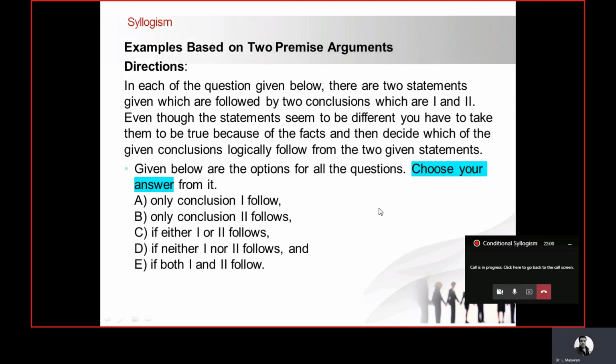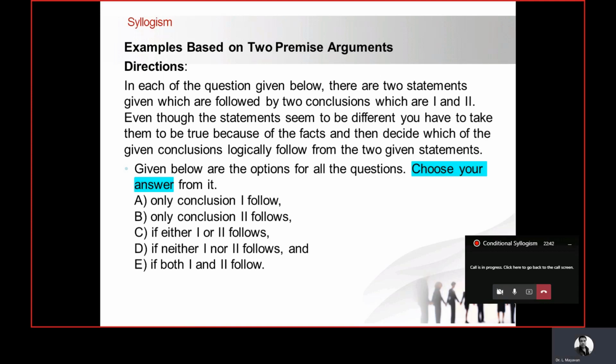So examples are based on two premise arguments. Directions: in each of the questions given below, there are two statements given, which are followed by two conclusions, 1 and 2. Even though the statements seem to be different, you have to take them to be true, and then decide which of the given conclusions logically follow from the two given statements. Given below are the options for all the questions.